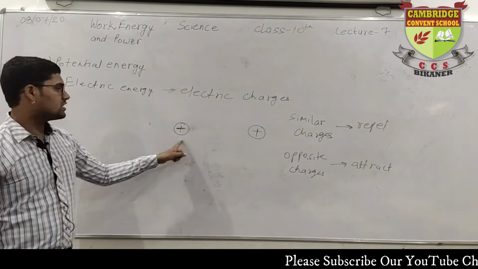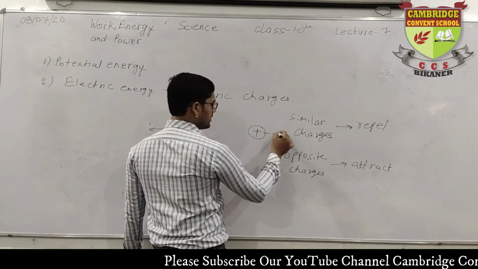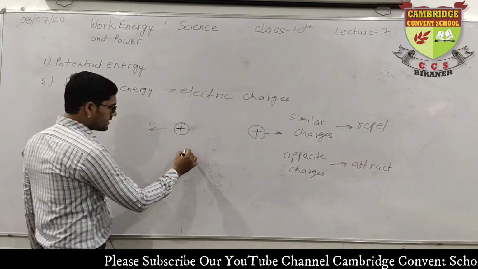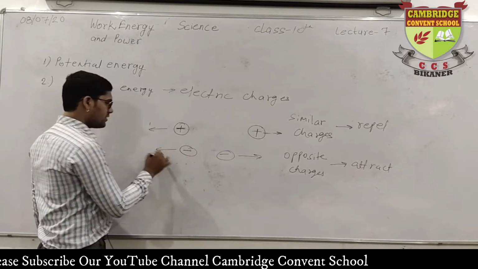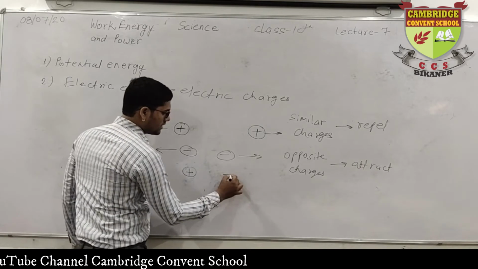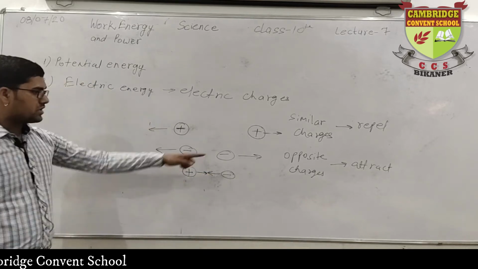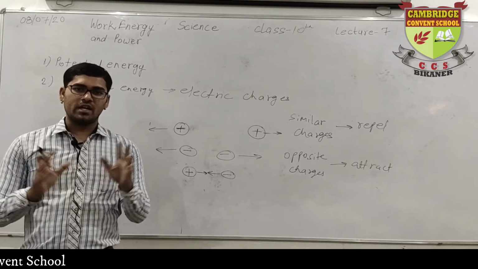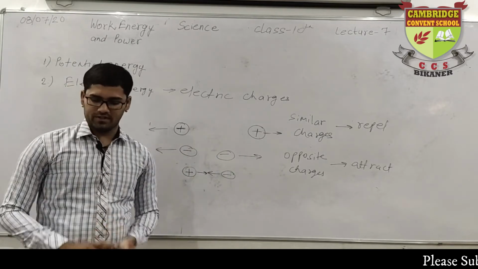That means if this is positive and that is positive, they will go far apart. If there are negative charges, minus and minus, both of them also will go far and far. And what if one is positive and one is negative? They will come near to each other. Opposite charges always attract each other, and similar charges always repel each other. Clear? Fine.